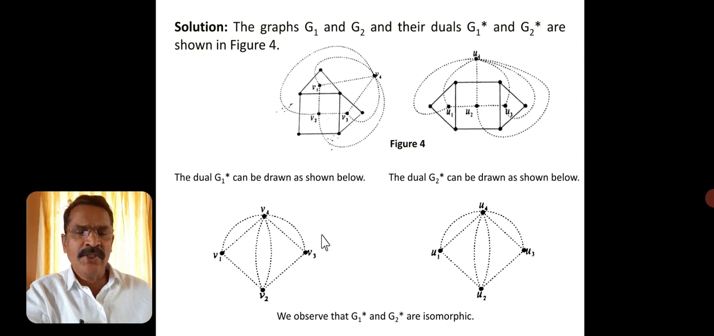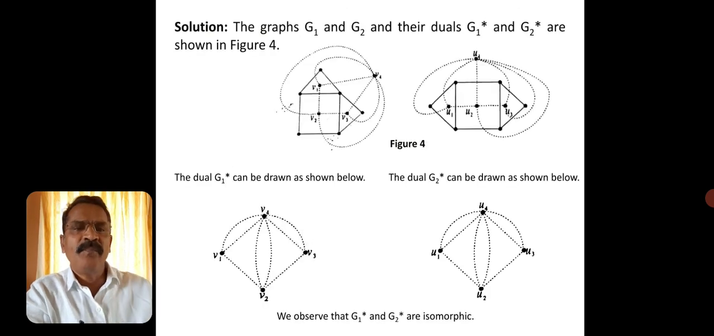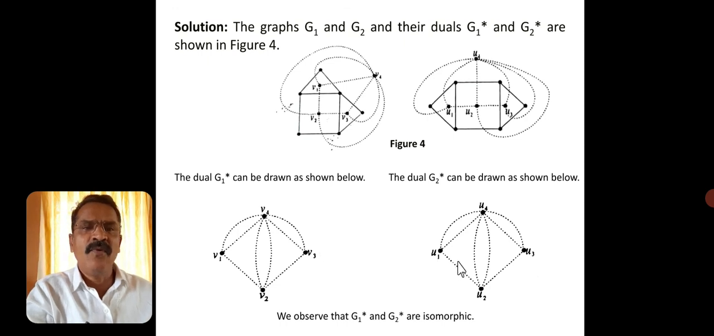If you observe these two, what you will get properly? Once again, let me see. Those two are the same graphs. Number of vertices are also same, number of edges are also same, and even there is a one-to-one correspondence. So therefore, you can say these two graphs are isomorphic to each other.